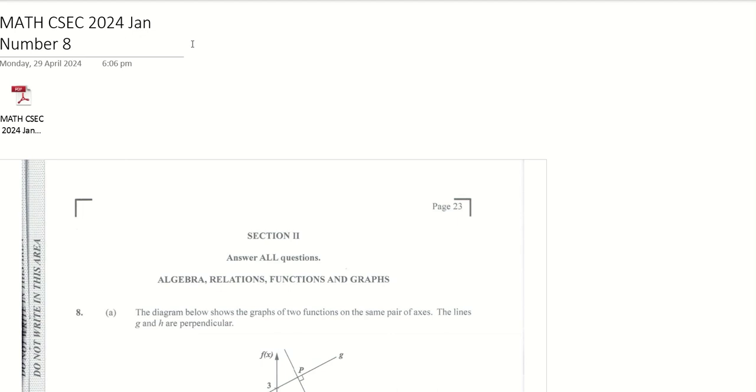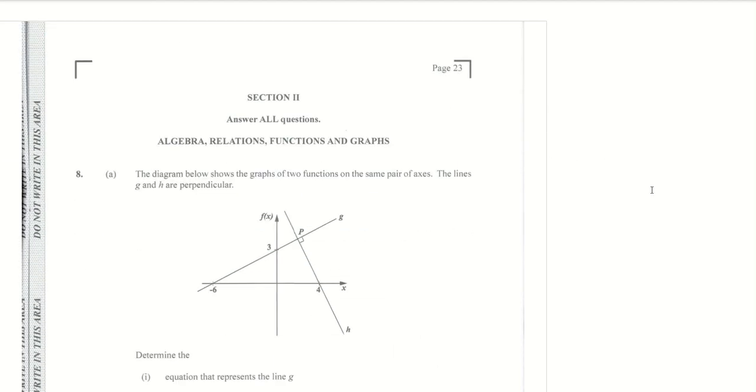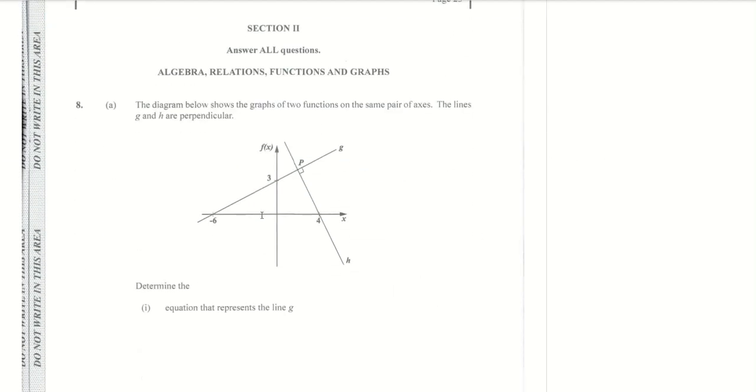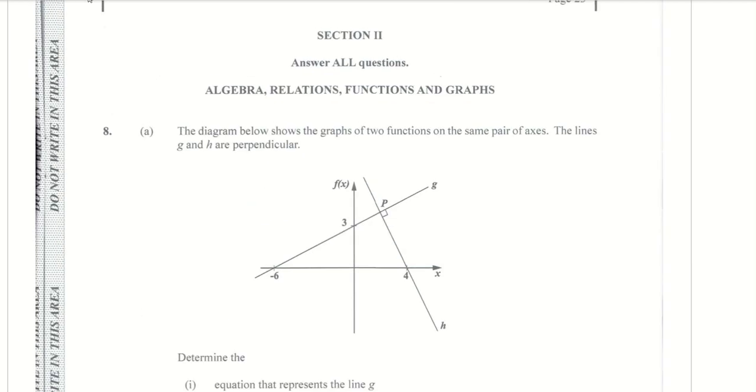Today we will be doing January 2024, question number 8. This is a Section 2 question, which is algebra, relations and functions and graphs. Let's read. The diagram below shows the graphs of two functions on the same axis. The line G and line H are perpendicular.